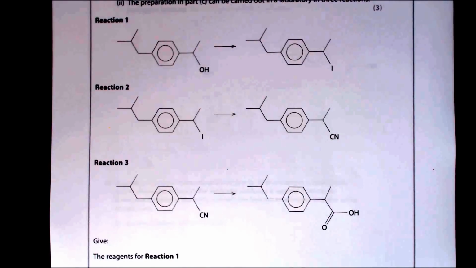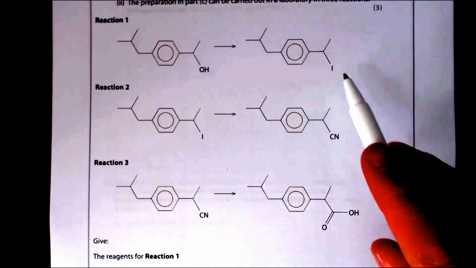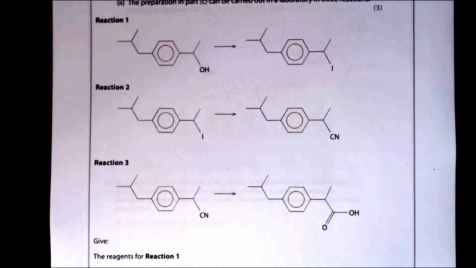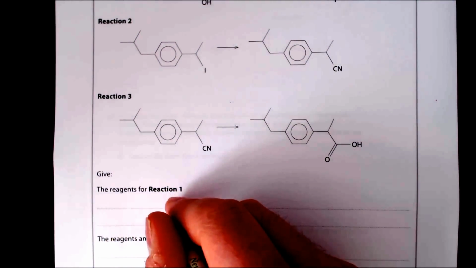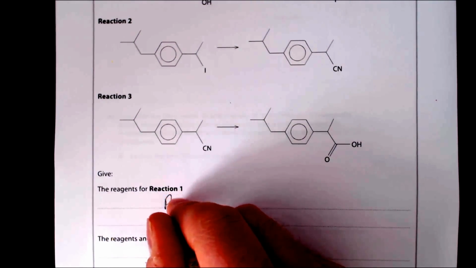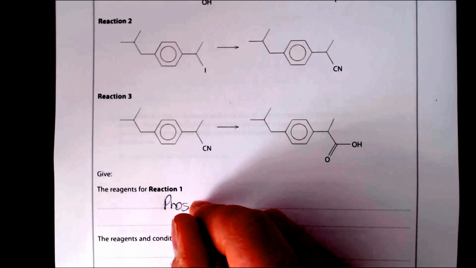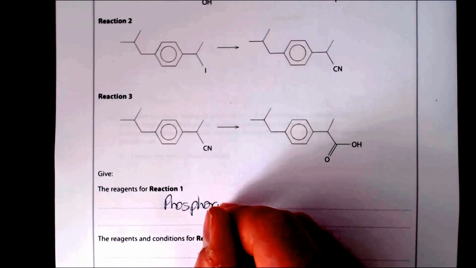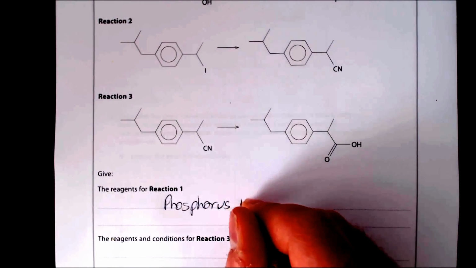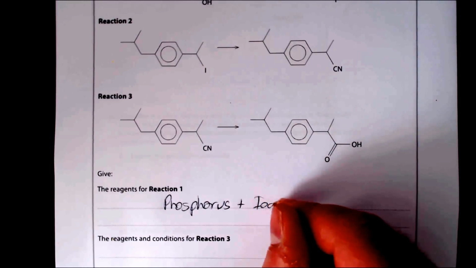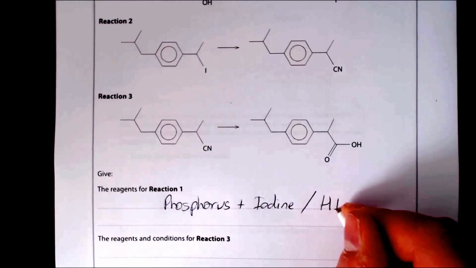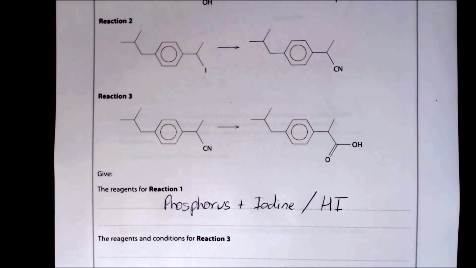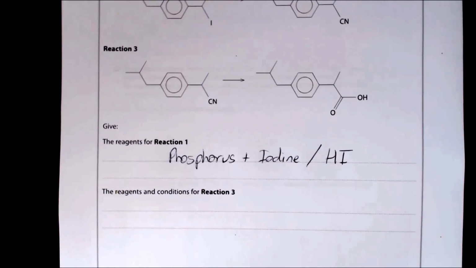So we can either use phosphorus and iodine, or an iodine on the end, or we can use HI. So any of them will do. So let's put that on there. So let's put phosphorus and iodine. Or you can use hydrogen iodide as well, which is HI. Cool. Okay. And then on to the next bit.